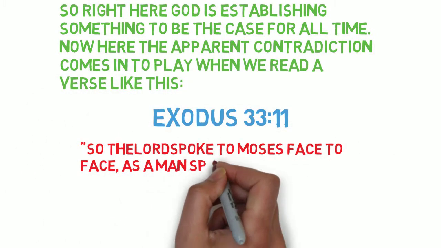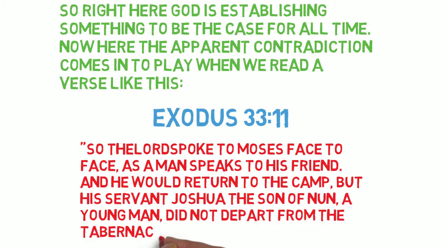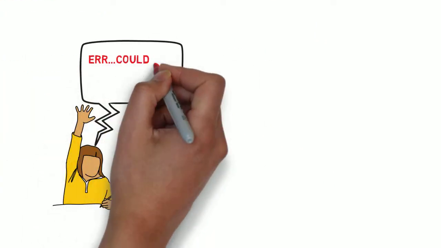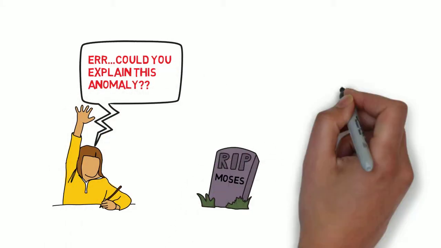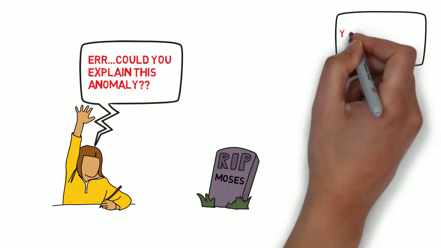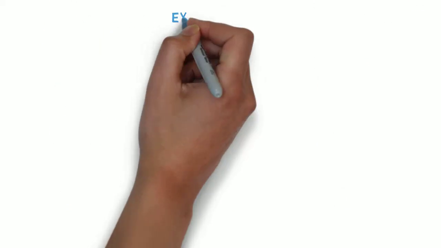So the Lord spoke to Moses face to face, as a man speaks to his friend, and he would return to the camp, but his servant Joshua, the son of Nun, a young man, did not depart from the tabernacle. So what's going on here? After Moses speaks to God, he doesn't die. Does this mean that God breaks his own law as well as the law of non-contradiction? Well, no, not at all. In fact, God doesn't break any of the laws. Let's read the entire scripture in context.